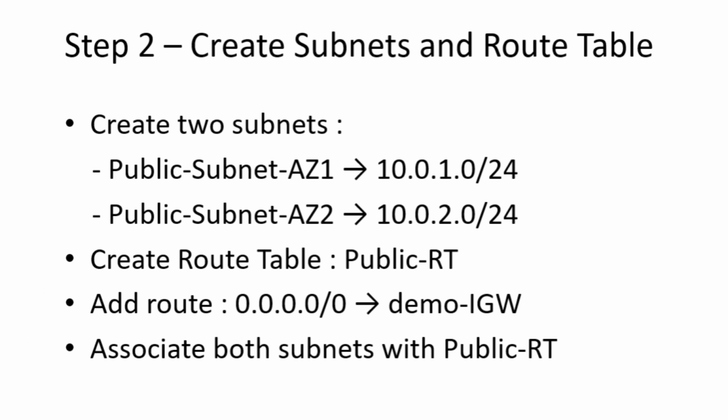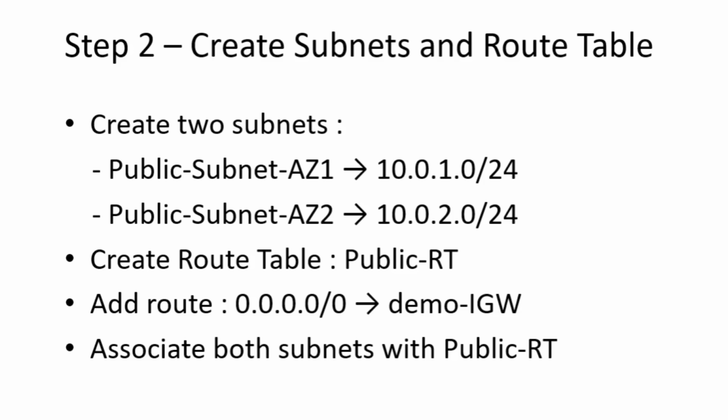Now that we have our VPC and internet gateway, the next step is to create subnets and a route table. Inside the VPC console, choose Subnets, Create Subnet. We'll select Demo VPC, then create two subnets in different availability zones for high availability.